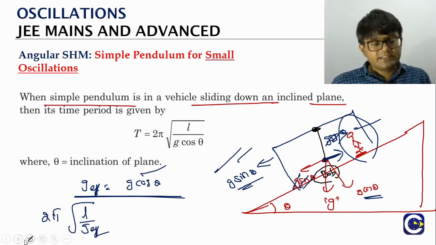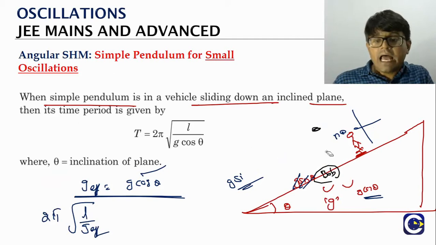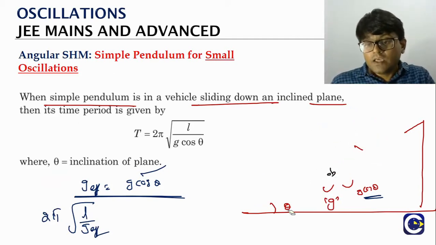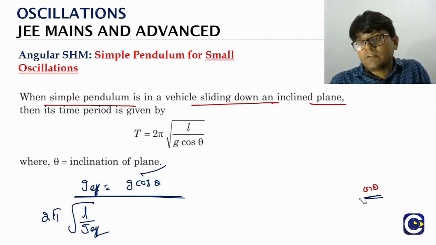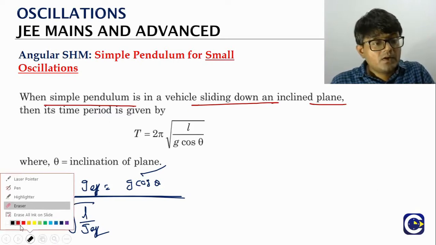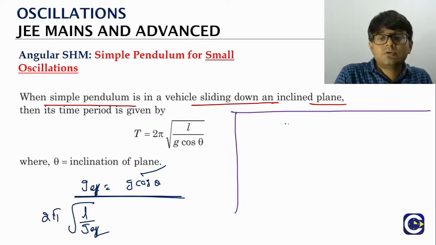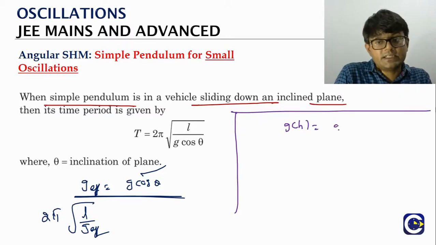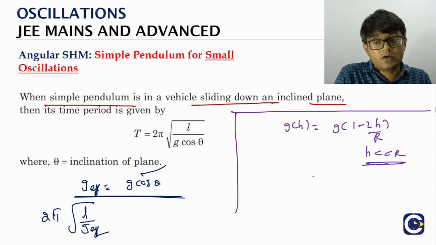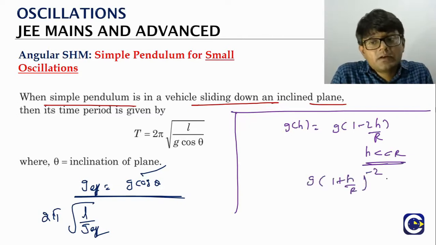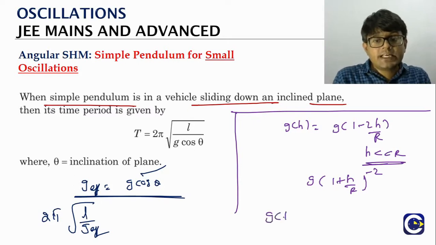Now not only this, even when we go to a height h above the surface of the earth, or we go to depth d below the surface, g will change. If you are going to a height h above the surface, g becomes g into 1 minus 2h by r, if h is small in comparison to r. Otherwise we have to use the general formula: g into 1 plus h by r whole power minus 2. G at a depth d also has a formula: g into 1 minus d by r.